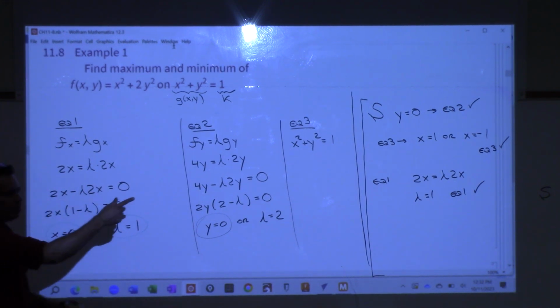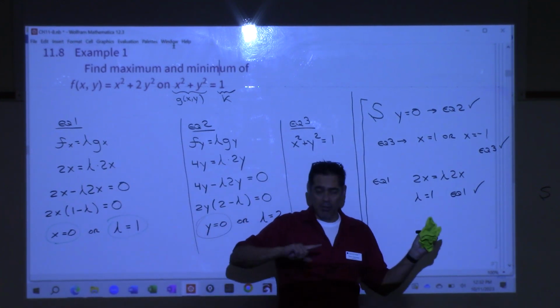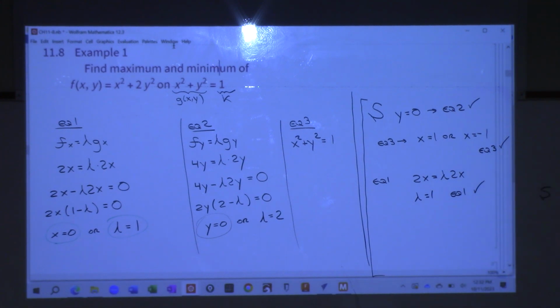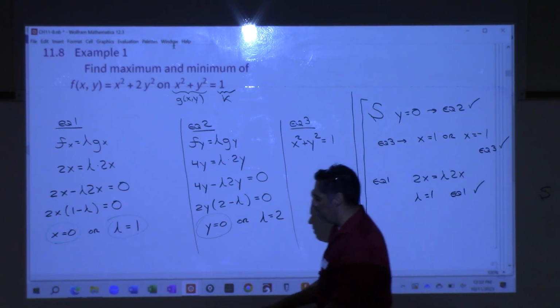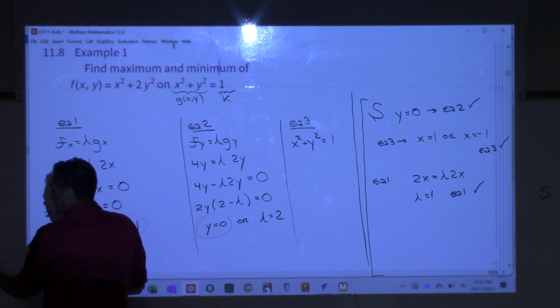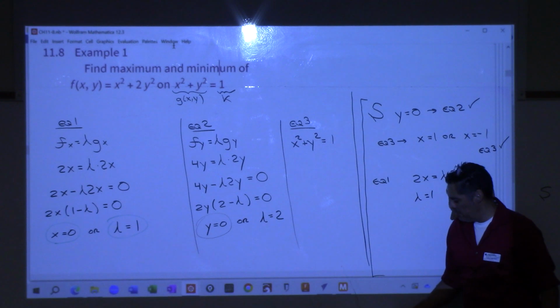That was just to show you that you get what you already knew. All right, so what is the maximum value of this function? We don't know yet, right? This is why I don't like this. The book does it. I don't like doing this with lambda over here because this lambda has nothing to do with the value of the function at all.